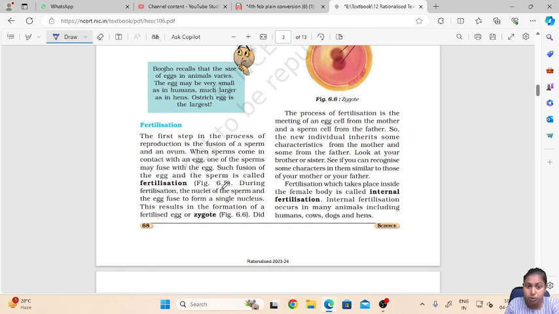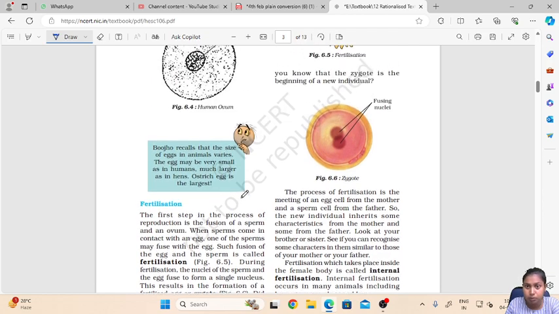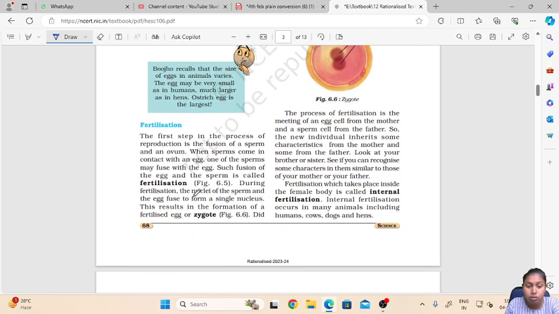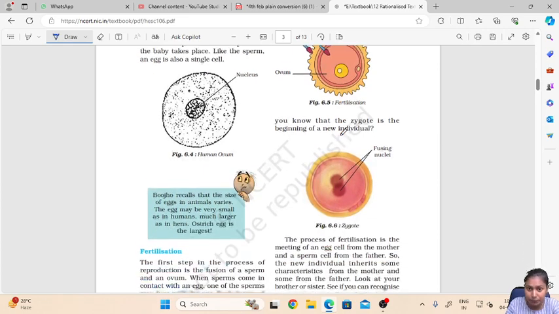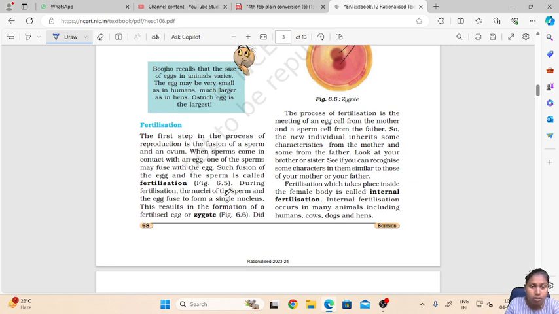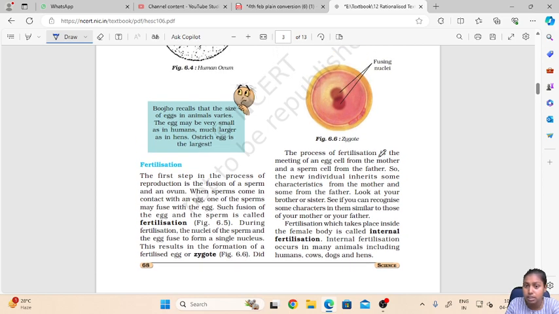During fertilization, the nuclei of the sperm and the egg fuse to form a single nucleus. So what happens here? Once the sperm enters the ovum, the nucleus of the sperm fuses with that of the ovum to form a single nucleus. This results in the formation of a fertilized egg or a zygote. So here, fusing of nuclei, the nucleus of the ovum and the nucleus of the sperm, they combine together to form a zygote.